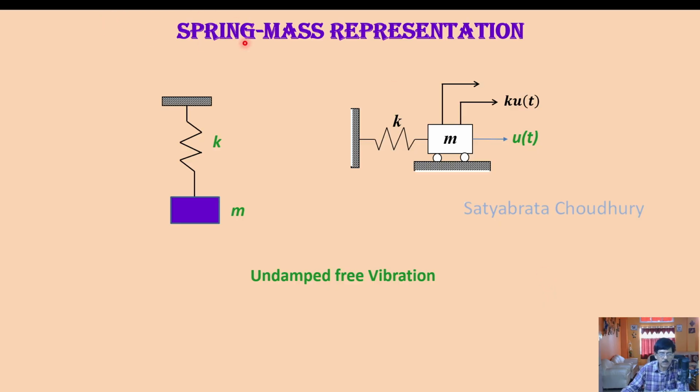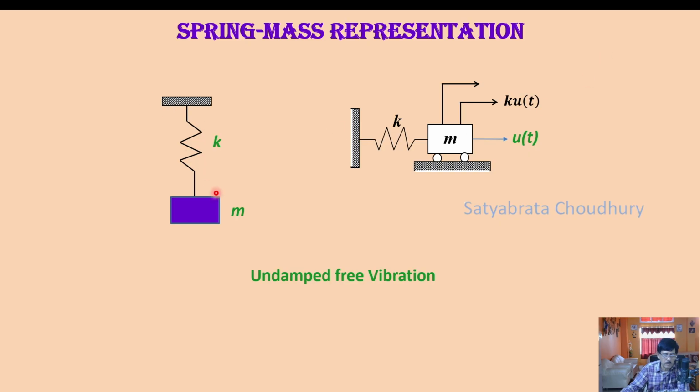Now let us see the spring mass representation. The system can be represented for our modeling purpose. Physically we have described it, it is like this. Now let us see pictorially how it looks and how our forces are acting on the system. This is called the spring mass representation diagram.